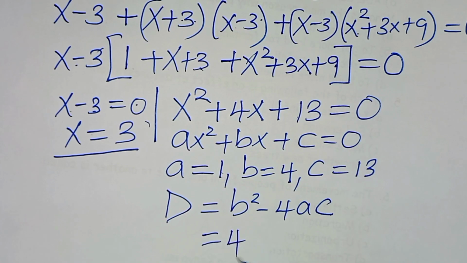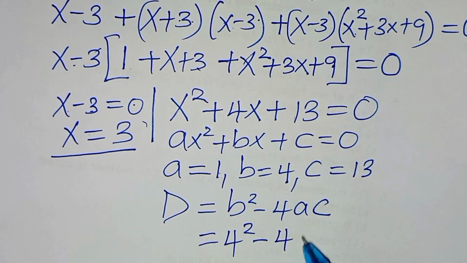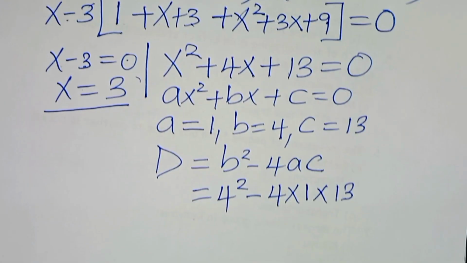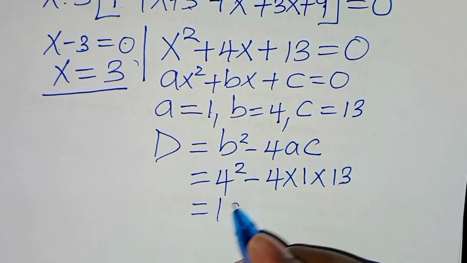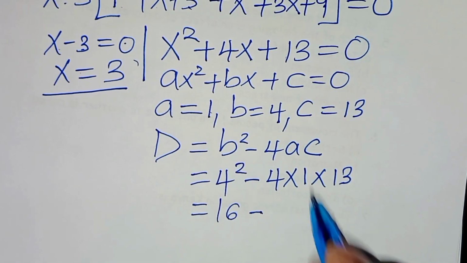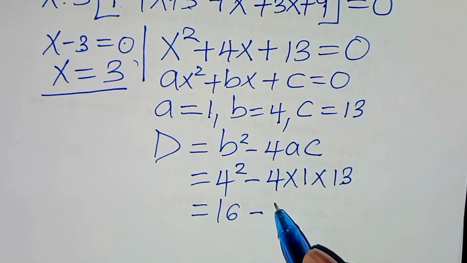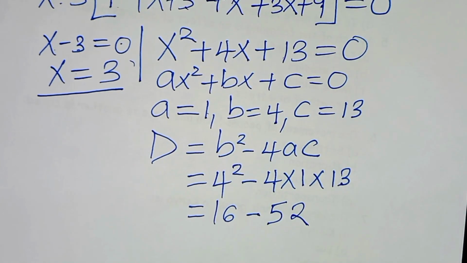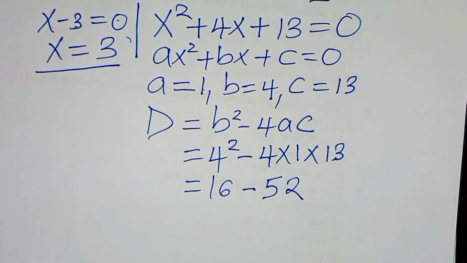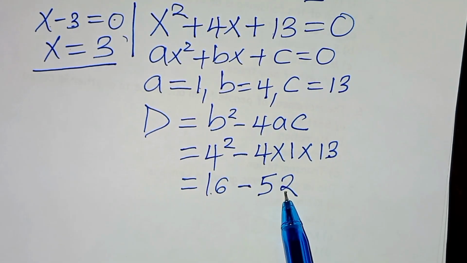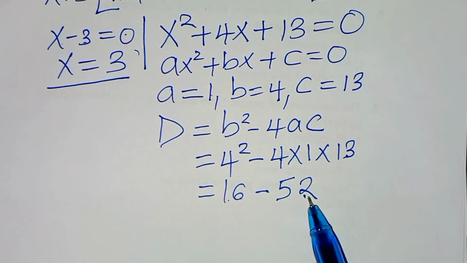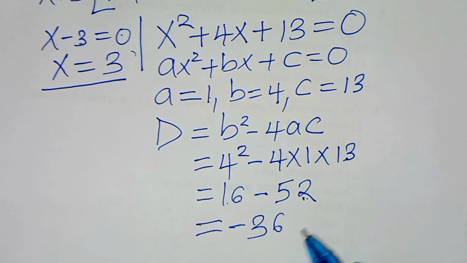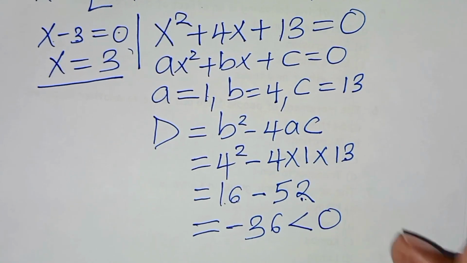So let's substitute the values of a, b, and c. Here you have 4 squared minus 4 times 1 times c, which is 13. So 4 squared is equal to 16, subtract 4 times 13, which is equal to 52. So we have 16 subtract 52, which is actually equal to negative 36, which is less than 0.